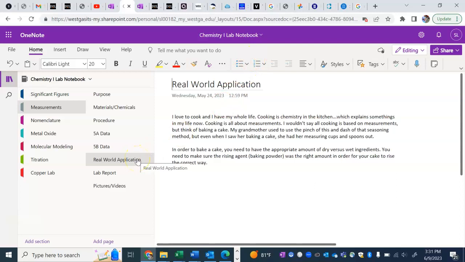I just put stuff in here about cooking. I like to cook. If we're talking about baking a cake, we have to be precise in our measurements, get our levels right so that our cake rises appropriately or whatever the case may be. That was my real world application.